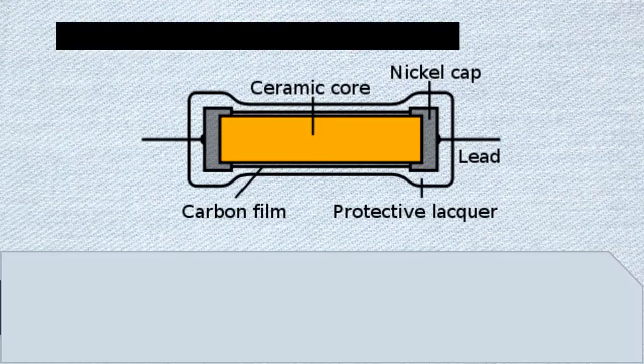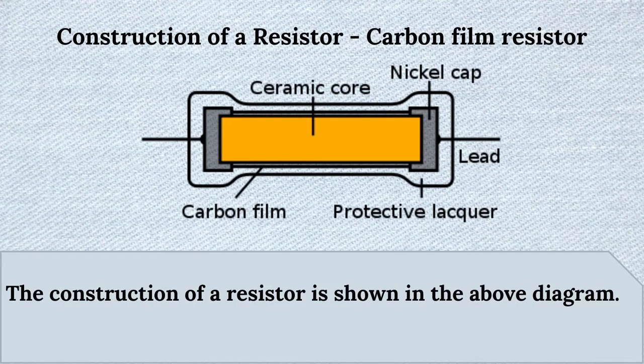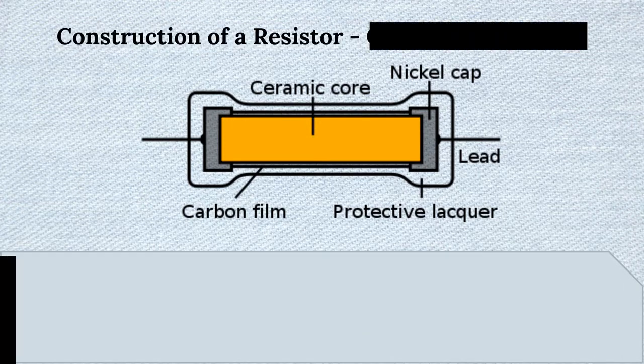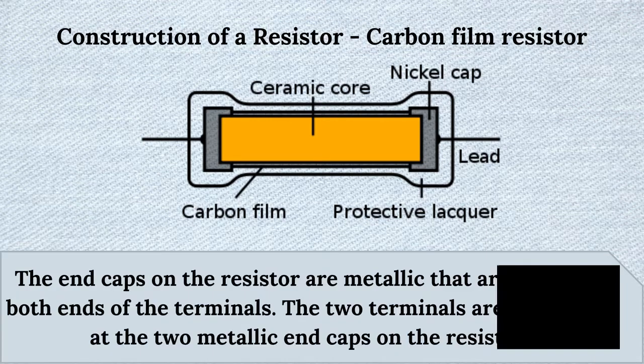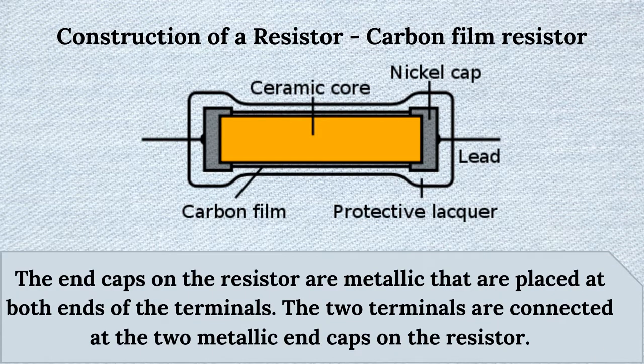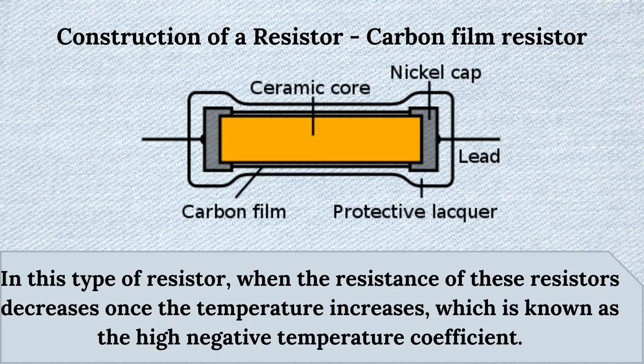Construction of a resistor. The construction of a resistor is shown in the above diagram. The construction of a carbon film resistor can be done by placing the carbon layer on a substrate of ceramic. The carbon film is a resistive material toward the flow of current in this resistor. The end caps on the resistor are metallic and are placed at both ends of the terminals. The two terminals are connected at the two metallic end caps on the resistor.